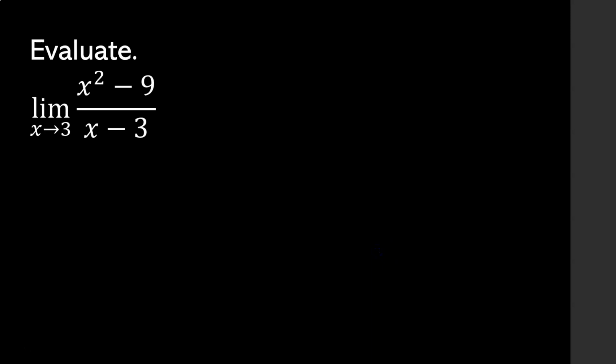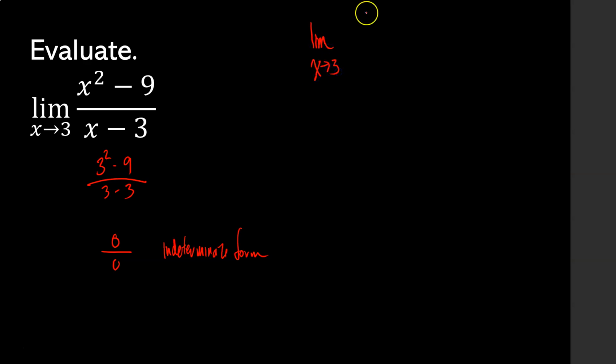Whenever you're given a limit to evaluate, like this one, the first thing you should do is try substitution. Okay, so if we're going to substitute 3 into x squared minus 9, we get 3 squared minus 9, which is 0. And then 3 into 3 minus 3 gives us 0 over 0, and that's indeterminate form. Meaning, oh, we can't do it that way. So maybe we rearrange. Let's rewrite the limit as x approaches 3. Let's factor x squared minus 9.